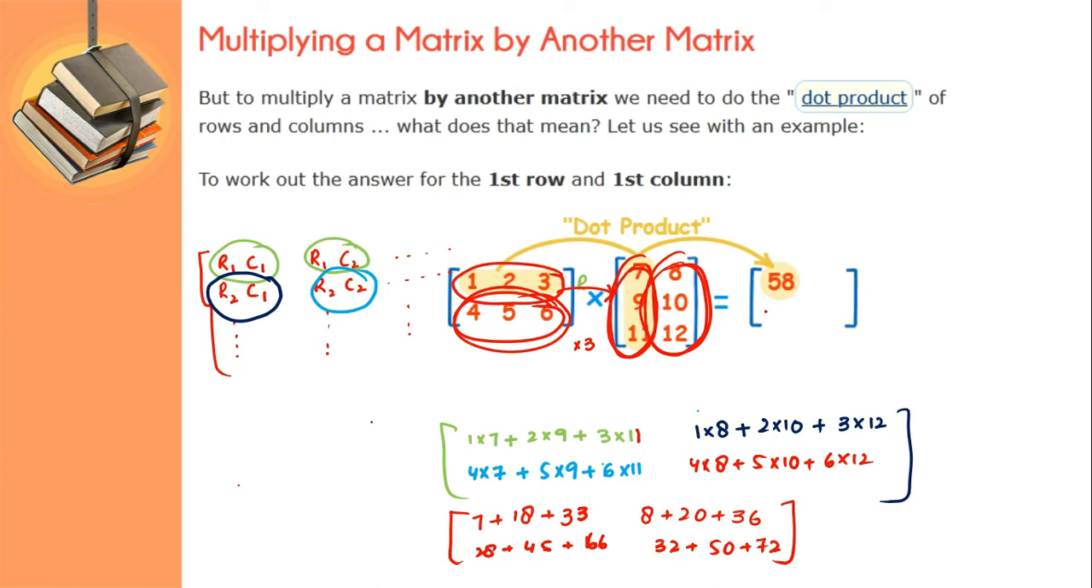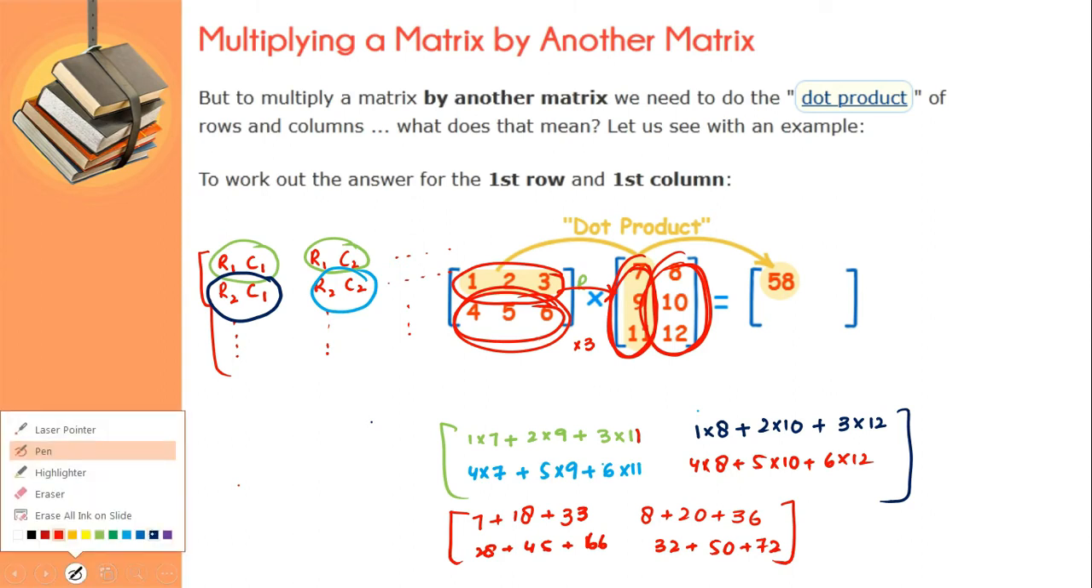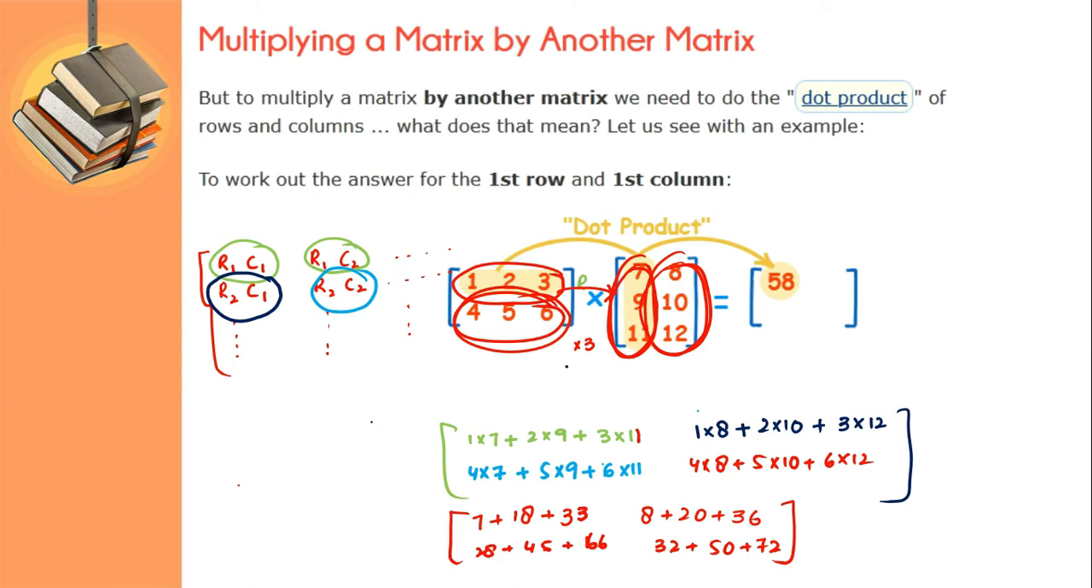Now remember one more thing. As I have told, the column of the first matrix must be equal to the rows of the second matrix. So here, if this matrix order is 2 by 3 and this matrix order is 3 by 2, then these two must be equal. If these two are equal, then the multiplication is possible. So we have multiplied this. Now when you get the answer, the order of the answer will be this one.